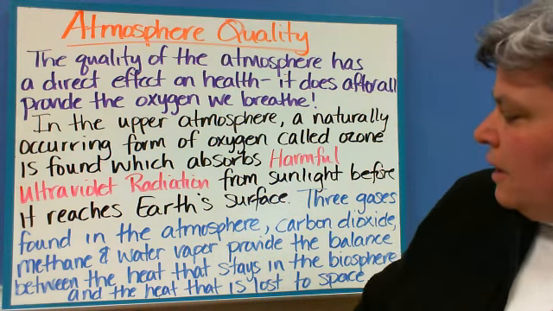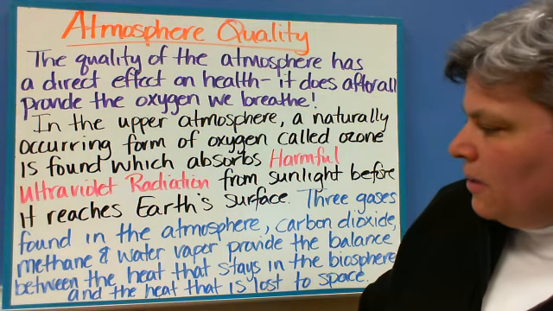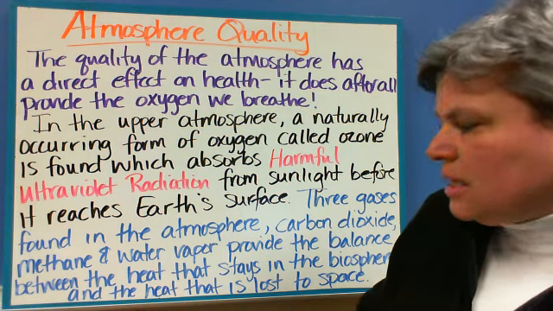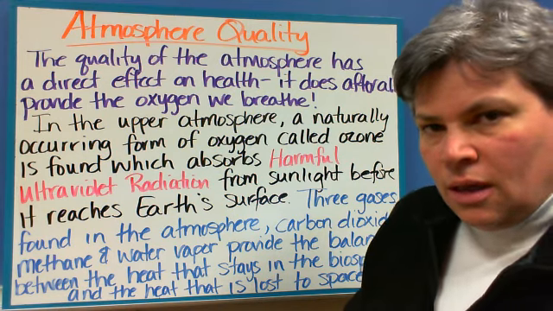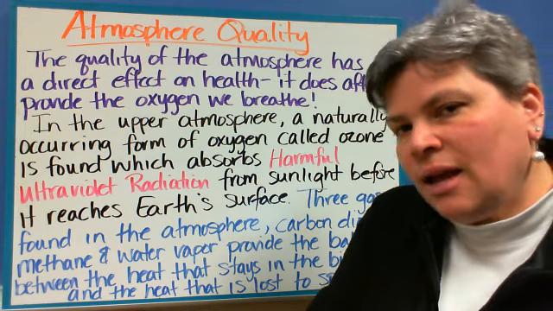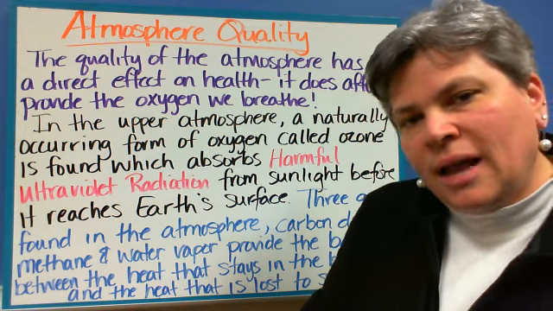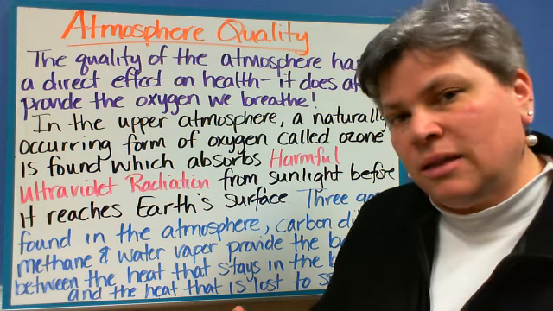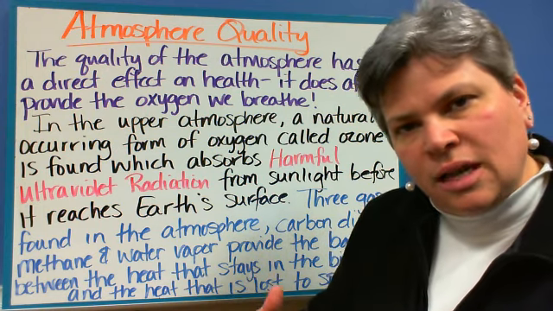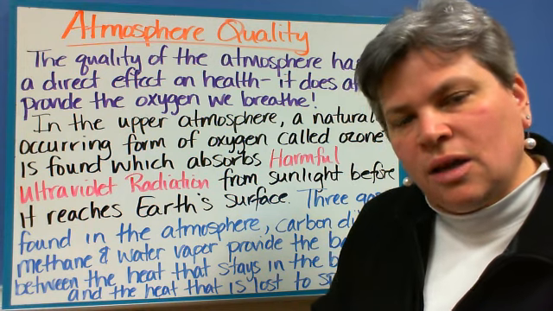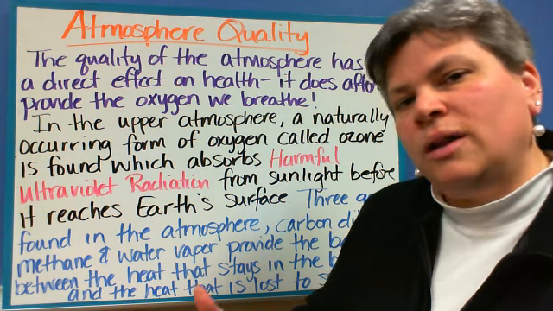Three gases found in the atmosphere, carbon dioxide, methane, and water vapor, provide the balance between the heat that stays in the biosphere and the heat that is lost to space. If you remember those gases, carbon dioxide, methane, and water vapor, again, we're back to this concept of a very delicate balance. Those three gases help to provide a balance so that some heat stays in the Earth and some heat can escape out of the Earth. We want it to be warm, but we don't want it to be too warm.